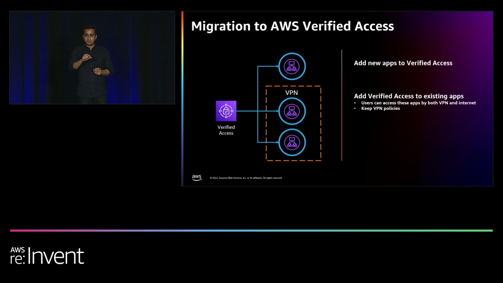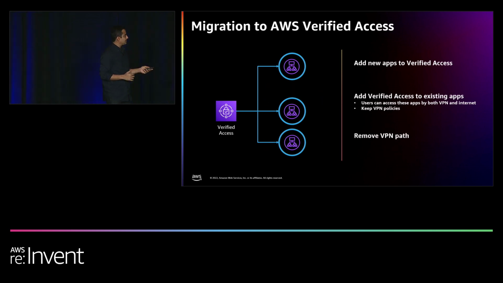What happens is that now your users will get a public path. If they're on the corporate network, they come through the corporate network. If they're outside, they get this public endpoint and they come through zero trust. So you get both paths, and at some point, when your incidents are fewer and you feel really comfortable, you can turn off your VPN and migrate all your applications to verified access.